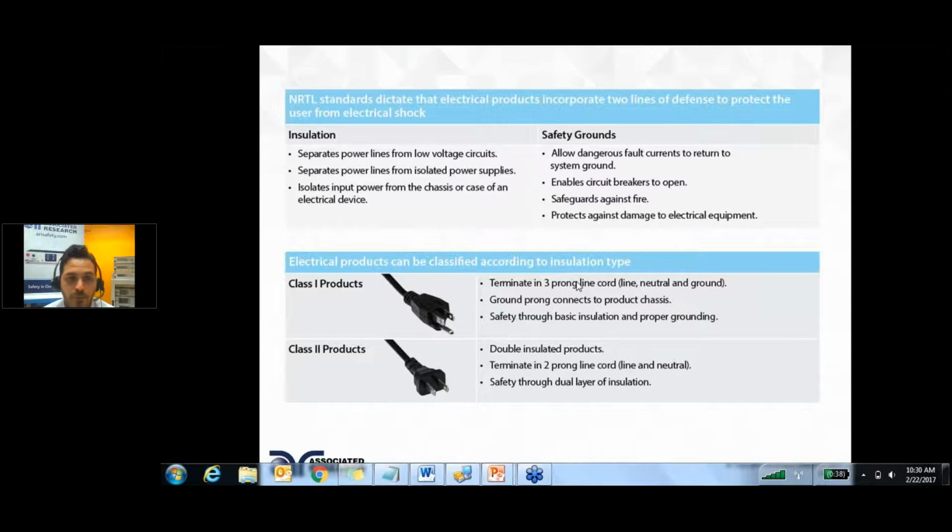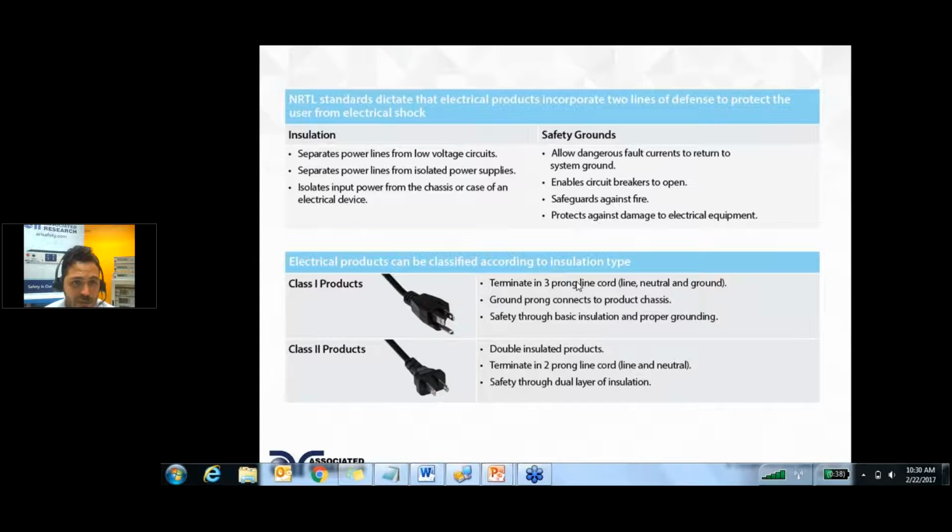It separates power lines from low voltage circuits, right? So that's the input power from the rest of the circuits in your product, which are doing different things at different voltages, which usually could be air, right? A lot of standards will say, hey, this many centimeters need to be between these two boards. Insulation also separates power lines from isolated power supplies, right? So what we spoke to earlier, the input power versus what's outputting, right? If you have an isolated power source, there's a level of insulation. If it's medical grade, then it's a lot higher and a lot safer.